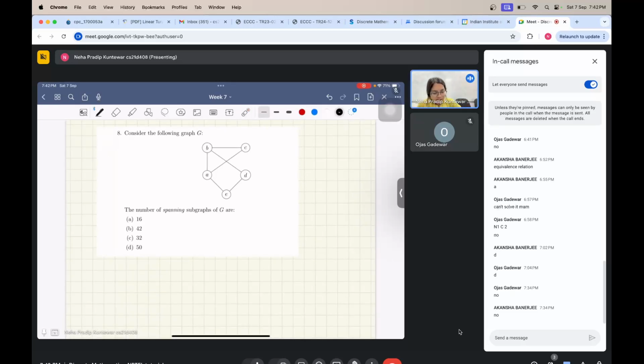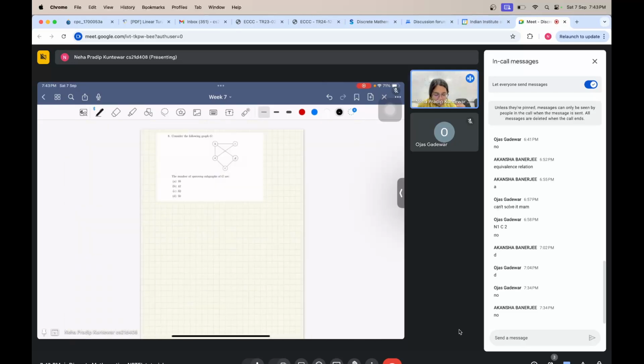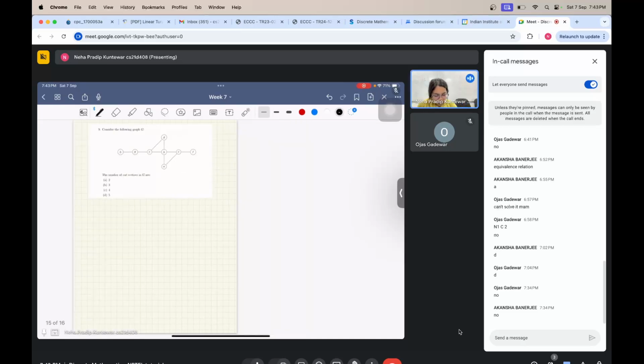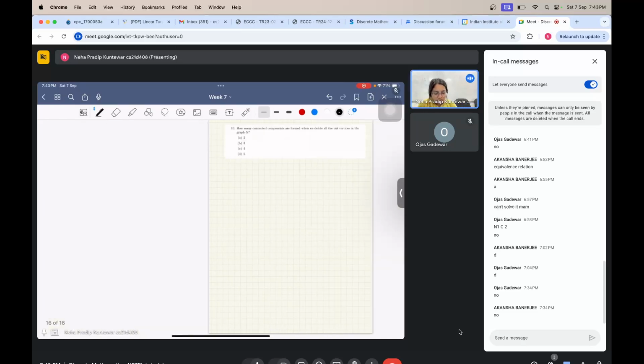So you can quickly try this out. What is a spanning subgraph? A spanning subgraph is the one where essentially you have covered all the vertices in the graph. Maybe, since we have only 15 minutes, I'll take this question next time, but maybe you can do the easier ones right now.